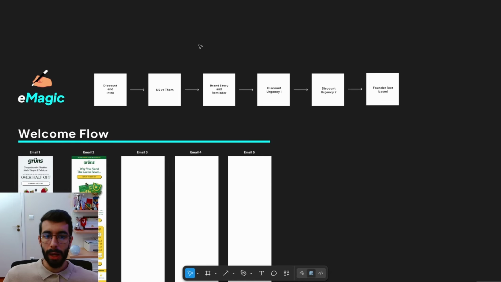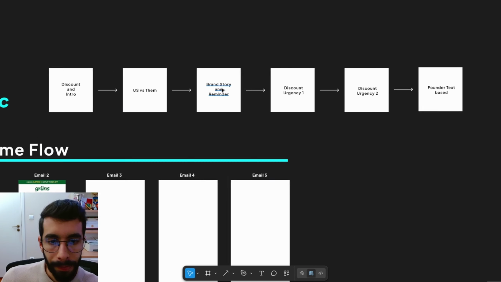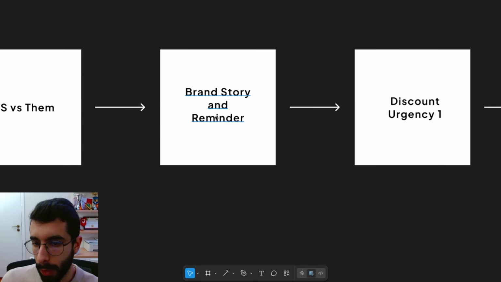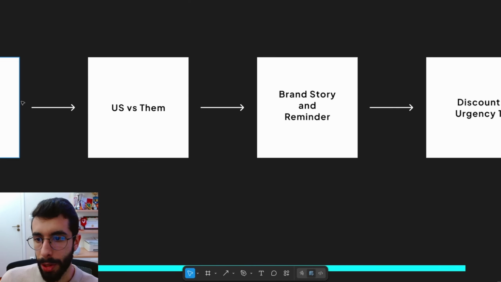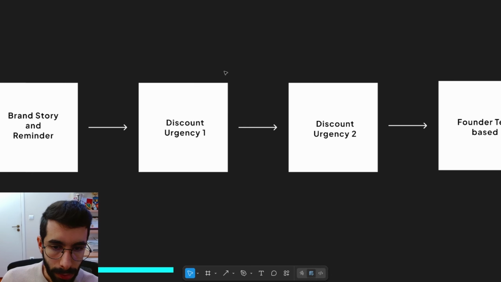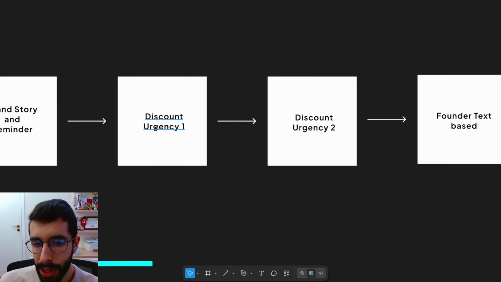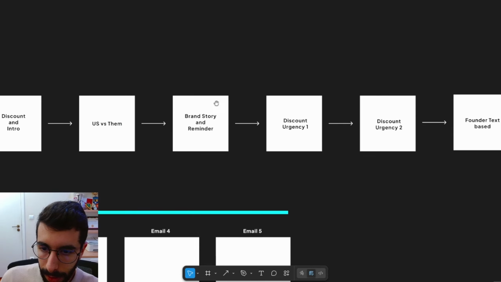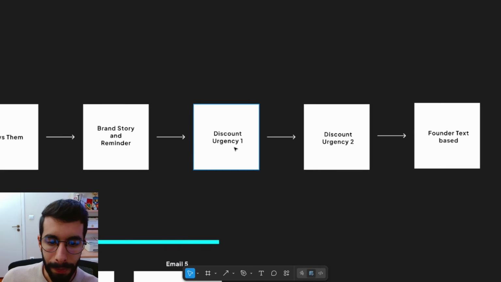And I see a lot of templates out there where the brand story or the founder story is the second email. Don't do that. People don't care, okay? You should only do that when people are warm, if that makes sense. All right, so the third email, go with the brand story or founder story, and always talk about the discount, always, okay? Now, discount urgency 1. Now, this is basically the same thing as this. Exactly the same, but you just add an urgency, okay? So let me show you here.